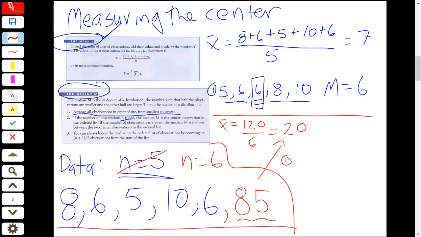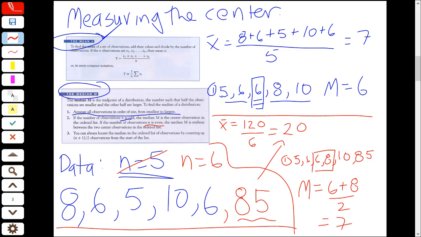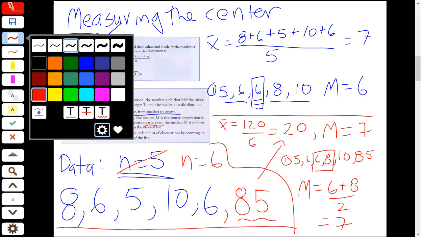All right, so I'm going to arrange the numbers from smallest to largest. 5, 6, 6, 8, 10, 85. Now this time, since we have an even number, the median is midway between the two center observations. So these are the two center observations, and the median is 6 plus 8 over 2, which is 7. All right, I'm going to write that beside the mean up here. The median is 7. And that is kind of incredible to me.